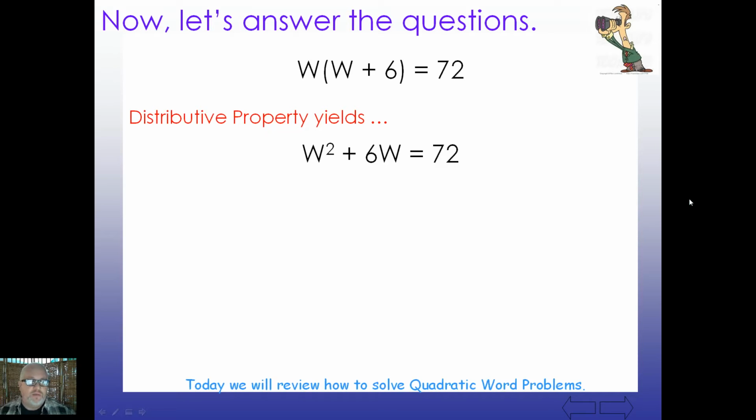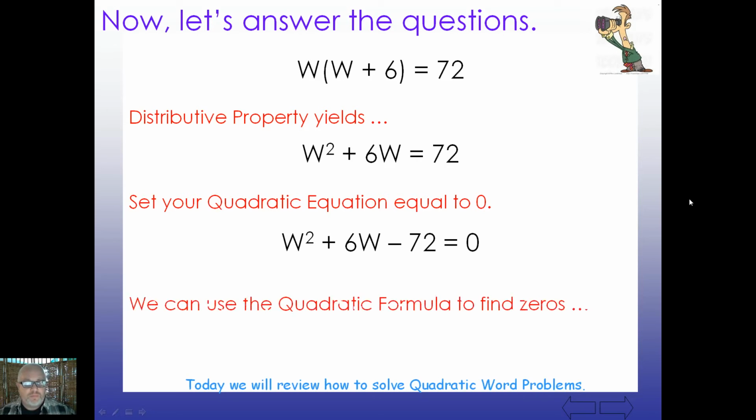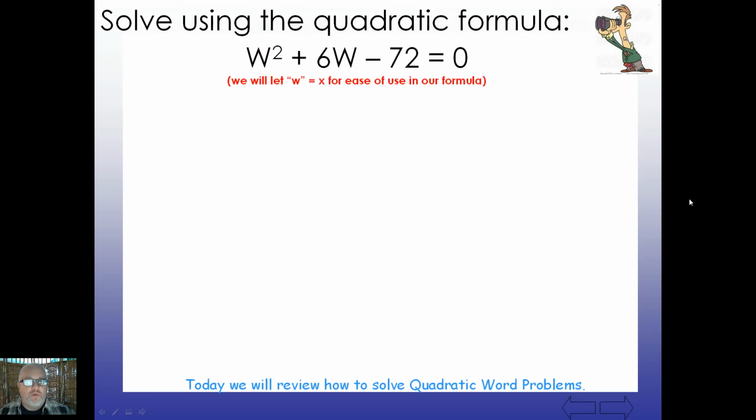Now what do you think's next? Next, we should maybe set our quadratic equation equal to 0. Remember, your best friend in Algebra 1 is the number 0. He'll help you out quite a bit, so use him whenever you can. So we'll set that equal to 0. And now, to find zeros, of course, we can use the quadratic formula. So let's go ahead and plug in the quadratic formula here. Just for ease of use, because we have x embedded in the formula, we'll just replace W with x. So our A term is 1, our B term is 6, and our C term is negative 72.